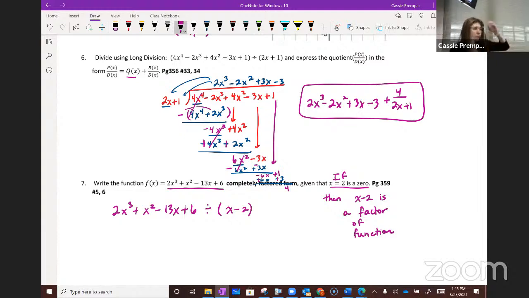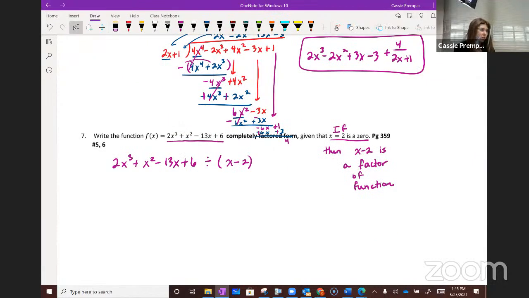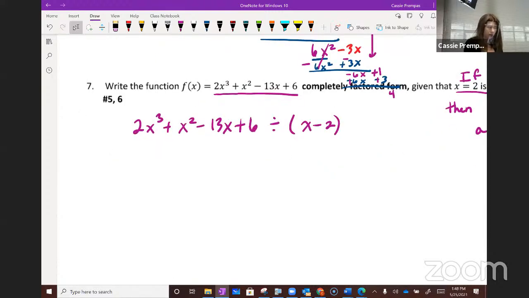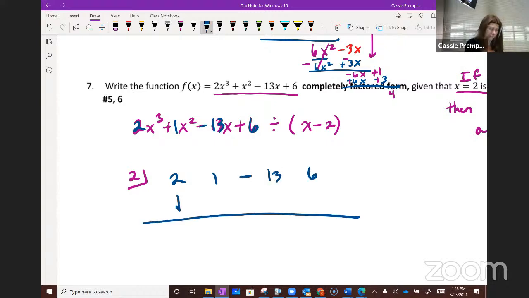Now, in the previous problem, we used long division. In this problem, we could actually use synthetic division. Do you guys remember how we do synthetic division? We line up the coefficients, and what do we put in the little box? The 0, good. So we're going to put 2. And then we line up the coefficients, 2, 1, negative 13, and 6. Do you remember what we do with the first number? Yeah. Bring it down, good.